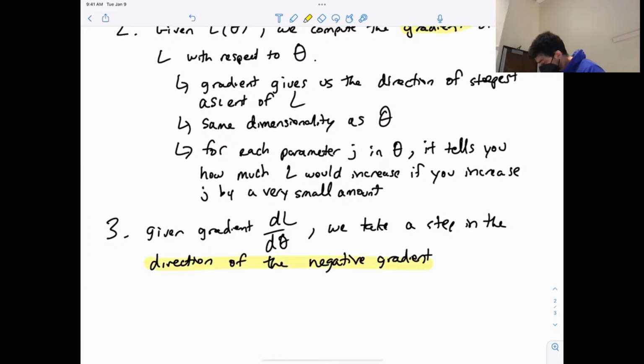What should I highlight here? Maybe this. Which thus minimizes L.